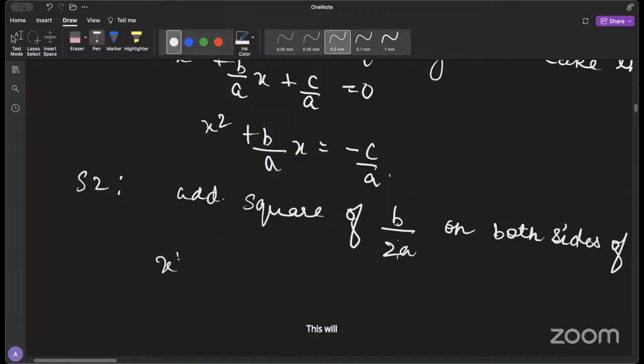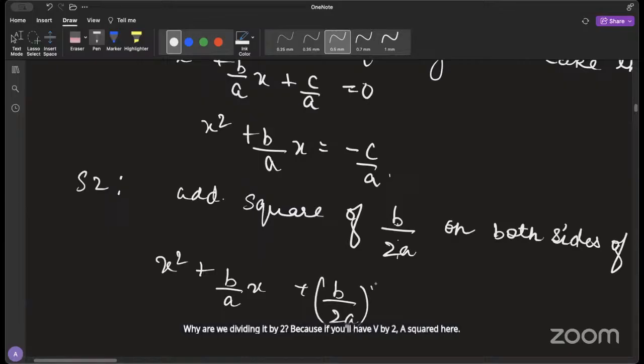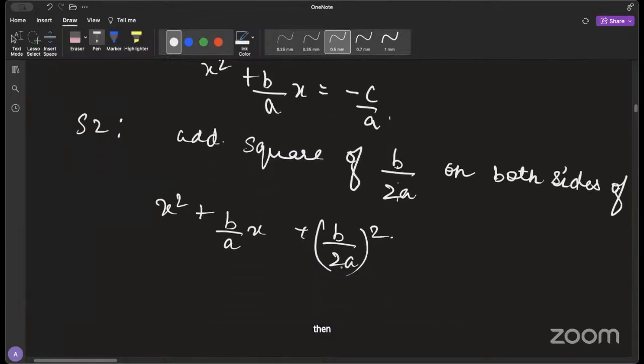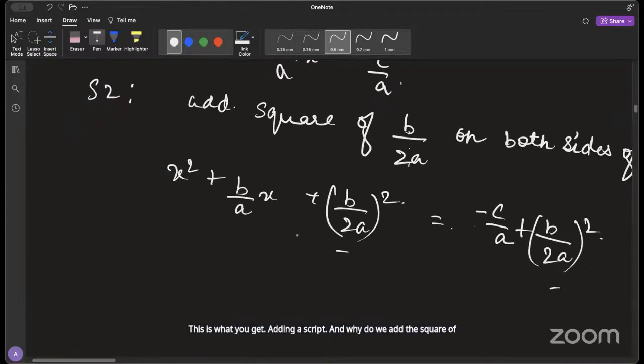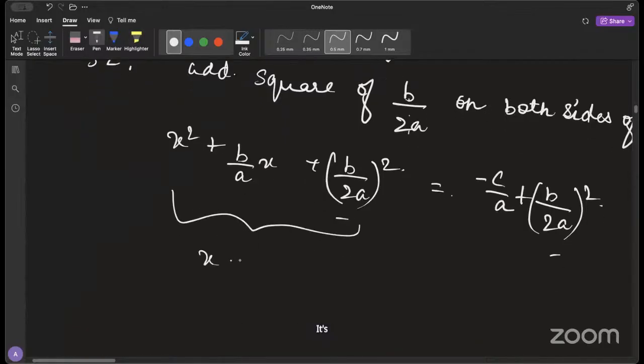So this will give you x square plus, why are we dividing it by 2? Because if you have b by 2a squared here, then this is the square. You're adding the square on both sides, right? First, let's get done with this thing. This is what you get, adding the square. And why do we add the square of this on both sides? Because this now becomes a perfect square. It's a perfect square of x minus b by 2a.